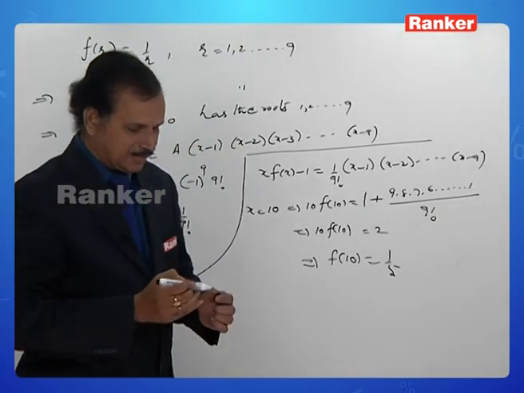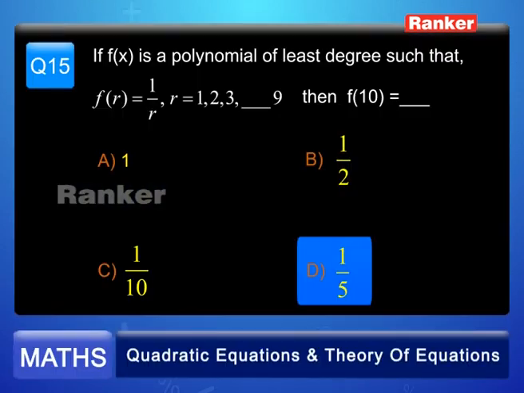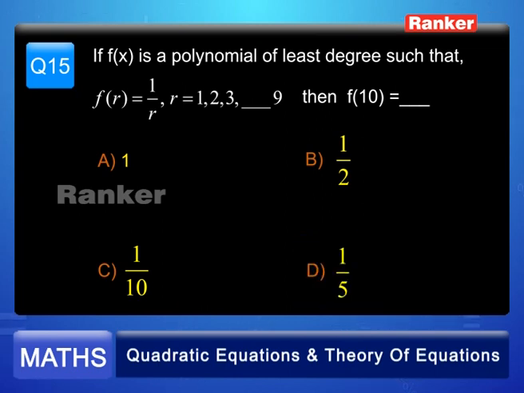The correct option available among the given options is option D, that is, the answer is 1 by 5. The fourth option, option D, is the correct answer.